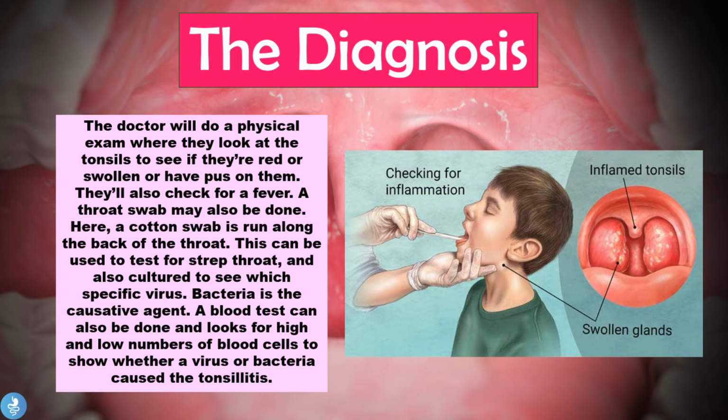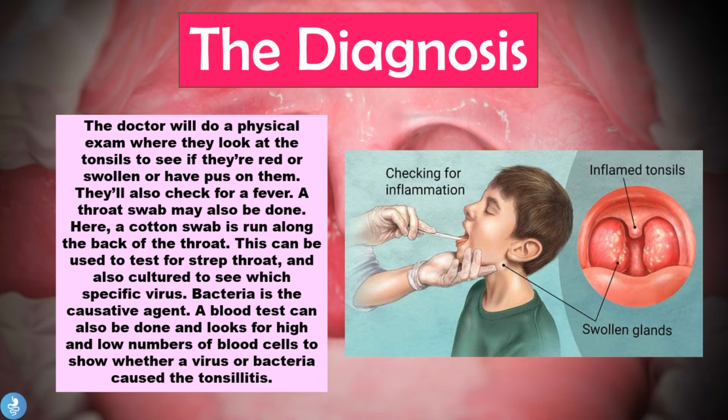The diagnosis of tonsillitis. So the doctor will do a physical examination where they will look at the tonsils to see if they are red or swollen or have pus on them. They'll also check for fever. A throat swab may also be done, and here a cotton swab is run along the back of the throat, and this can be used to test for a strep throat infection, and these samples can also be cultured in a lab to see which specific bacteria or virus has actually caused the disease.